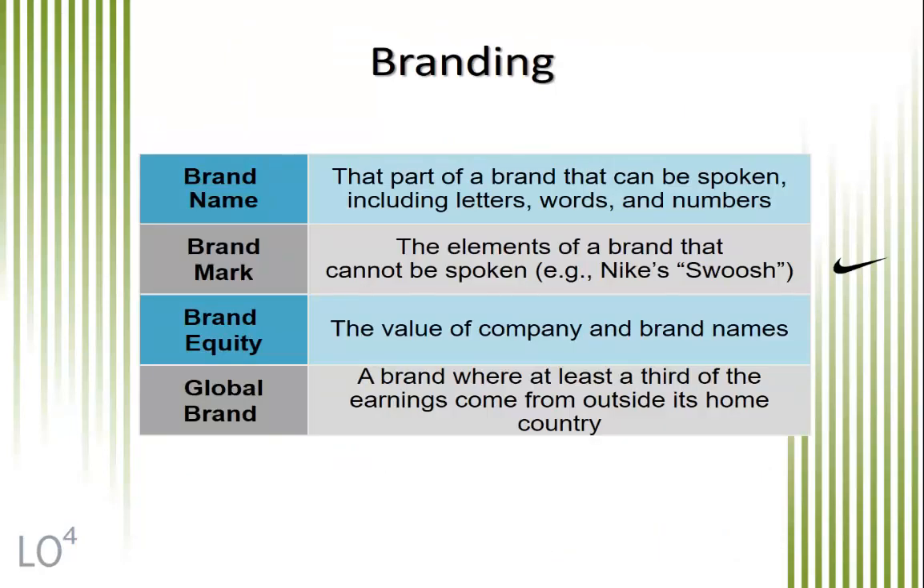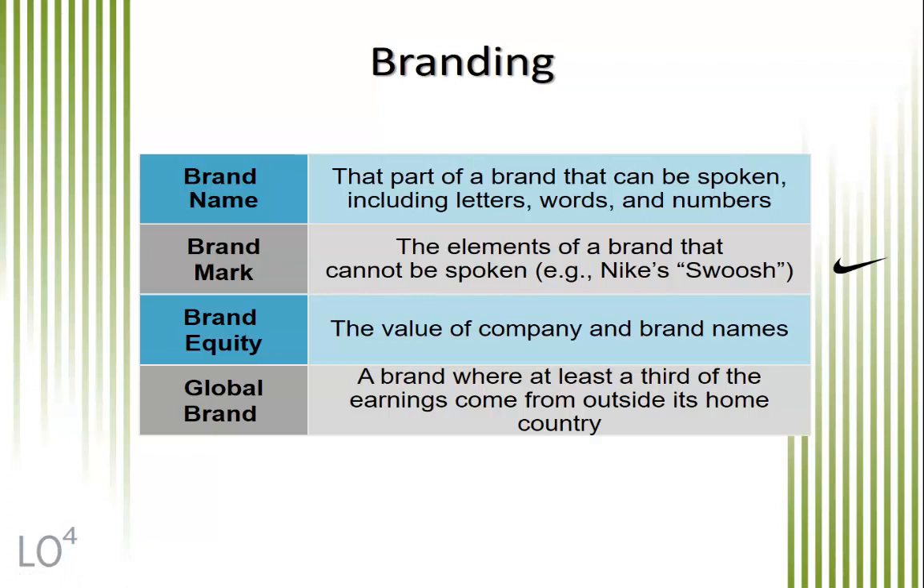A brand is a name, term, symbol, design, or combination thereof that identifies a seller's products and differentiates them from the competitor's products. First, the brand name is the part of a brand that can be spoken, including letters, words, and numbers. For example, Nike is an example of a brand name. But a brand mark is the element of a brand that cannot be spoken. For example, Nike's famous symbol, the swoosh, is a good example of a brand mark.